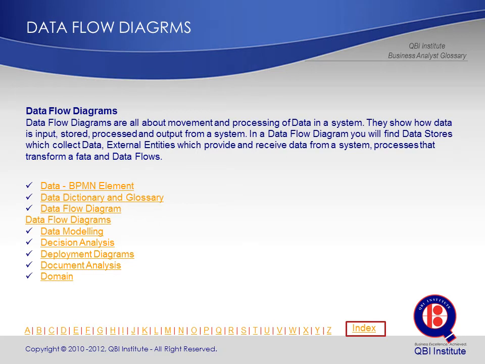Data flow diagrams. Data flow diagrams are all about movement and processing of data in a system. They show how data is input, stored, processed, and output from a system. In a data flow diagram, you will find data stores which collect data, external entities which provide and receive data from a system, processes that transform data, and data flows.